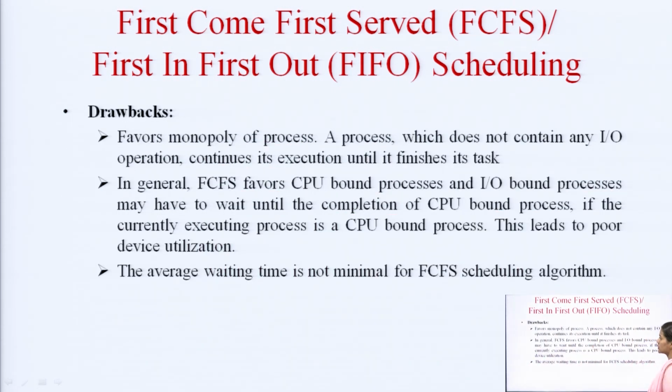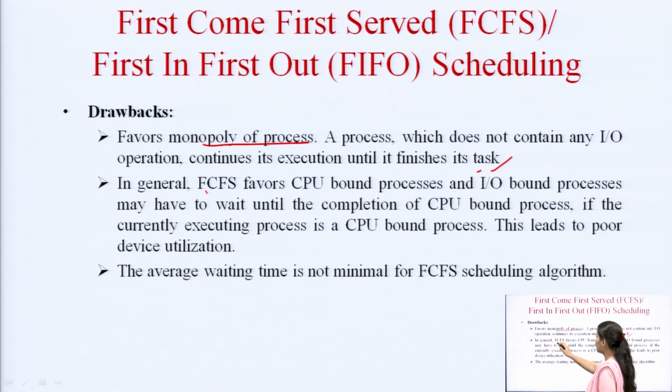What are the drawbacks in this scheduling? It favors the monopoly of the process which does not contain any input output operation. It will keep on being executed until it finishes its task. So, in this way the monopoly is there, that a particular task which is not in need of an input output device will keep on using the CPU, and it will block all other tasks, that is, all other tasks will not be able to get executed. So, in this, monopoly prevails.